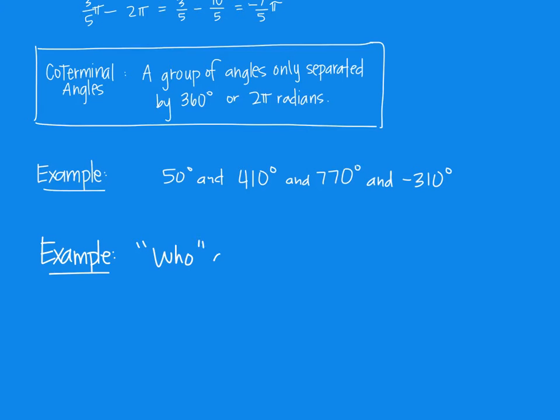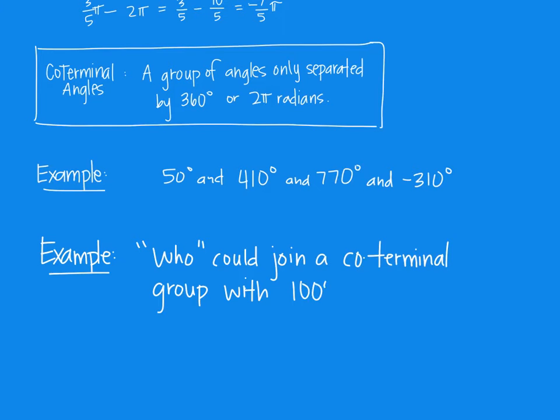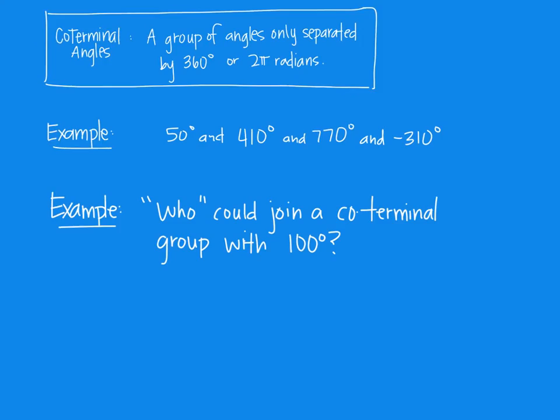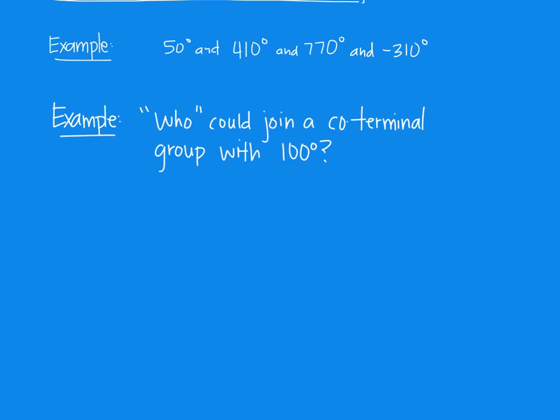Who, as in an angle, could join a coterminal group with 100 degrees? All right, well, let's think about who could join that group. So usually I make a list. I start with 100 degrees.